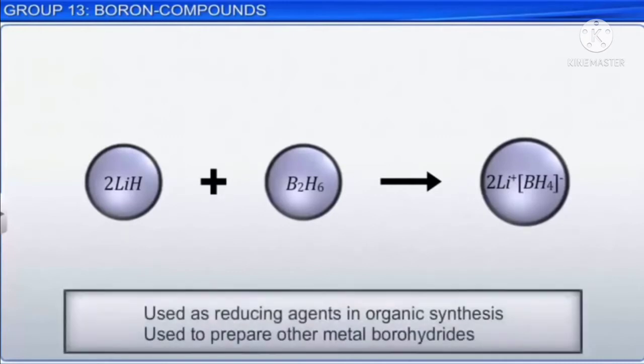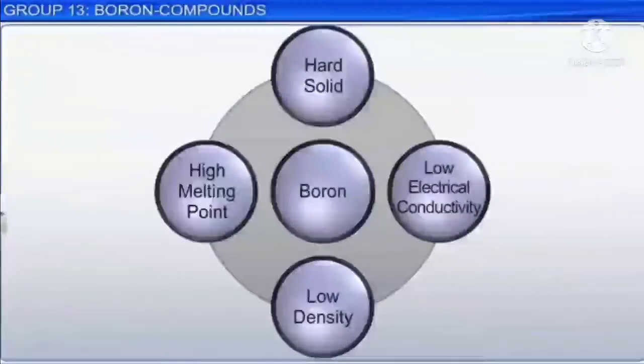Borohydrides are good reducing agents. Thus, they are widely used in organic synthesis, as well as to prepare other metal borohydrides. Boron has a number of applications. Because it is a hard solid with a high melting point, low density, and low electrical conductivity.